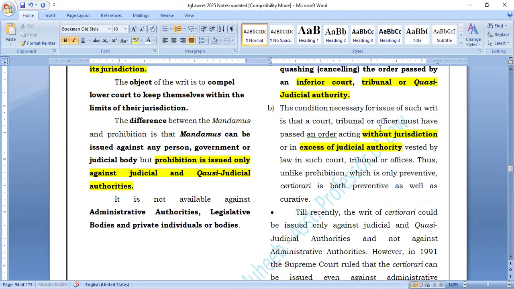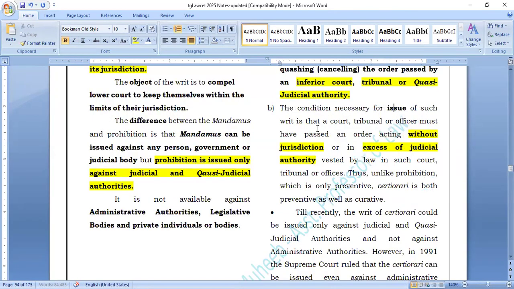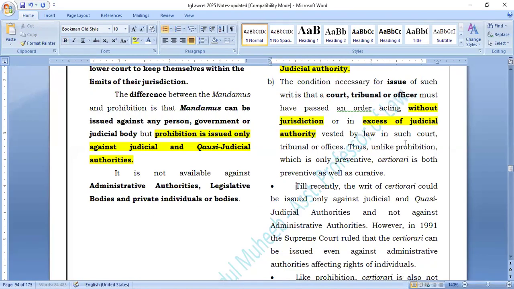The condition necessary for issue of such a writ is that a court, tribunal, or officer must have passed an order acting without jurisdiction or in excess of judicial authority vested by law in such court, tribunal, or officer. Thus, unlike prohibition, which is only preventive, certiorari is both preventive as well as curative. It is a very important point. Prohibition is only preventive. Certiorari is both preventive as well as curative.